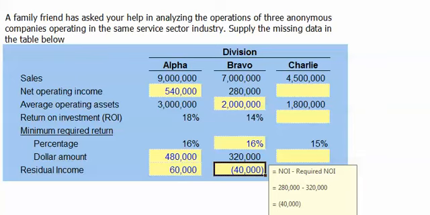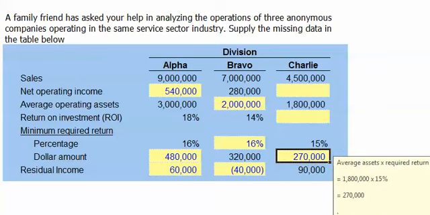For the Charlie company, we'll begin by calculating our dollar minimum required return. That's going to be equal to our $1.8 million in average operating assets multiplied by our 15% required rate of return. Our minimum dollar required return is $270,000.